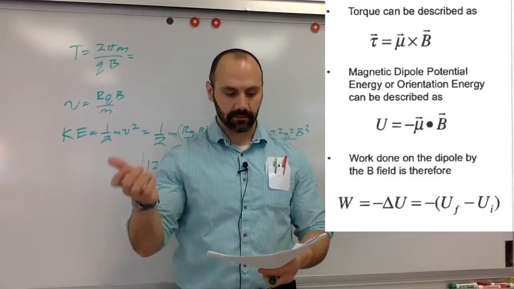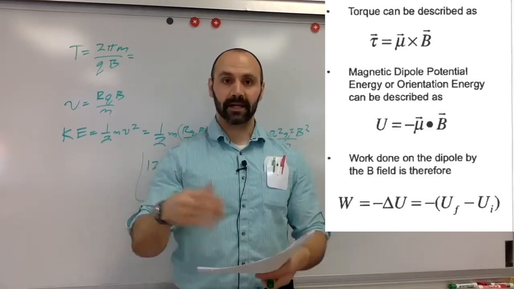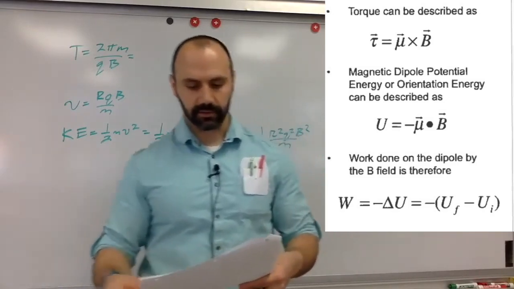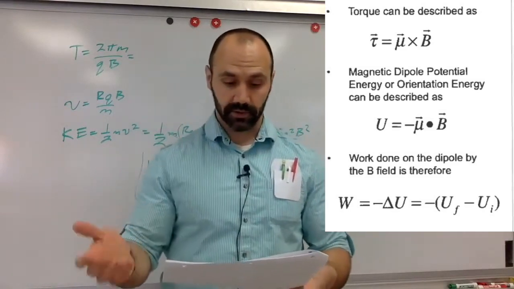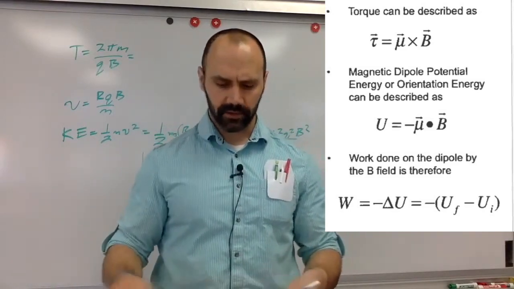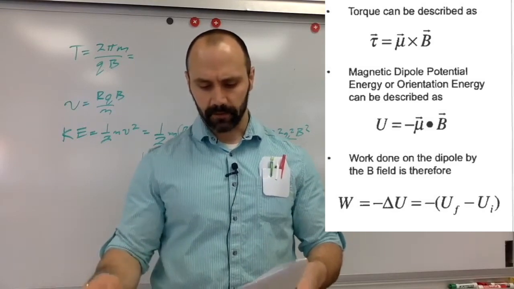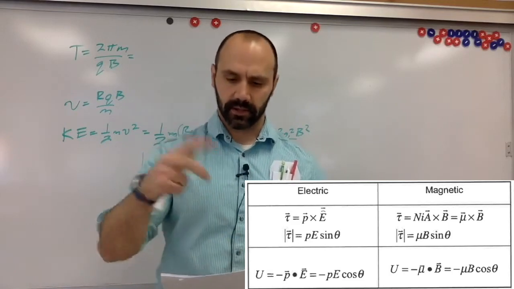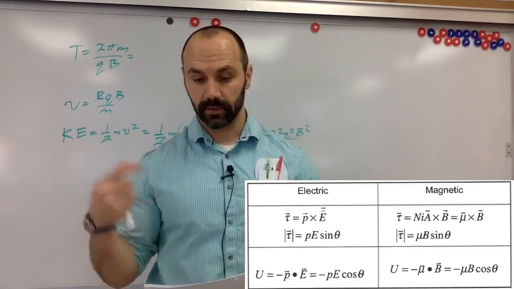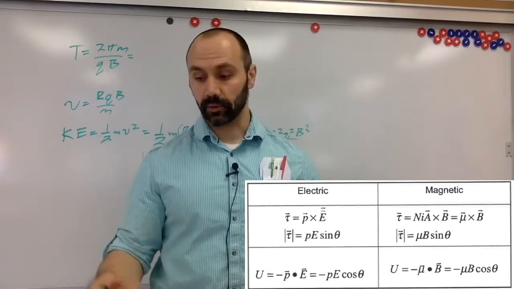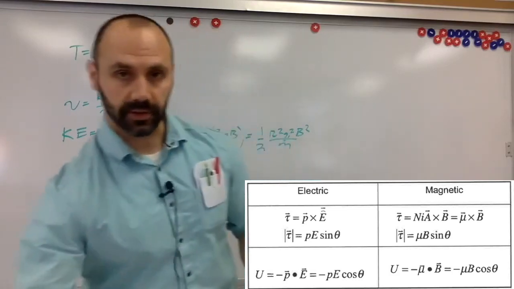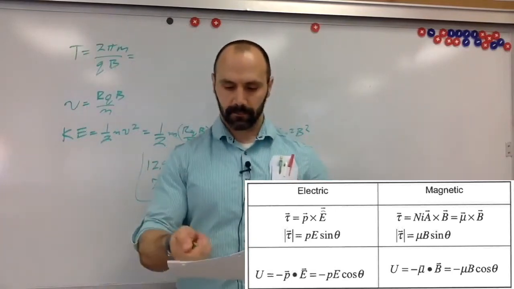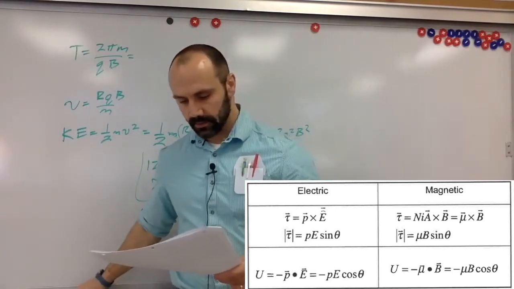So IA is what gives you mu. And NIA, if you've got multiple loops, the number of loops times the current times the area vector gives you the dipole moment, which is also a vector. Okay, and then there's comparing that potential energy. There's comparing the electric dipole moment to a magnetic loop, right? Instead of having a magnetic dipole, well, we've kind of created a magnetic dipole using a current loop, right? And then just comparing what that looks like for those.